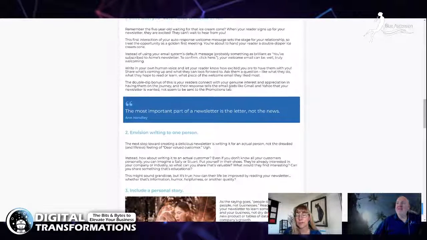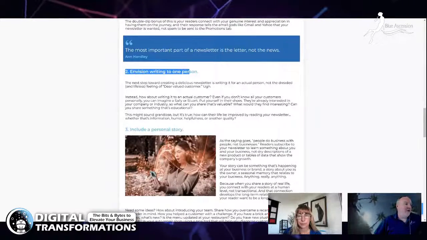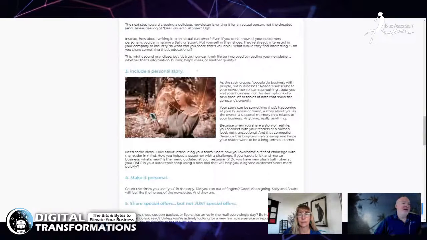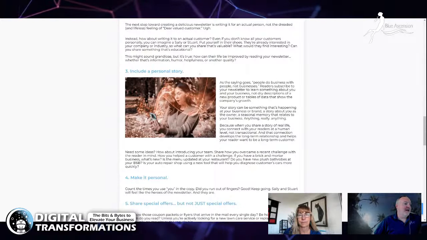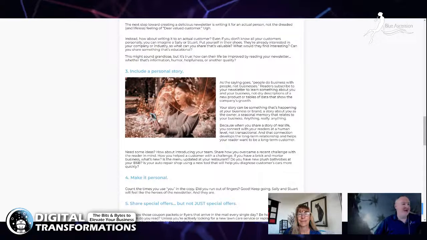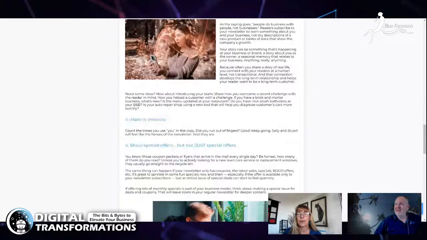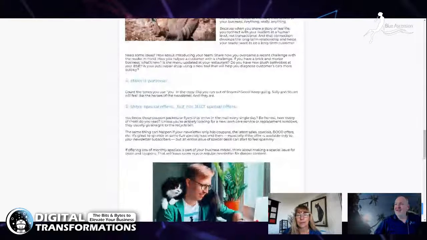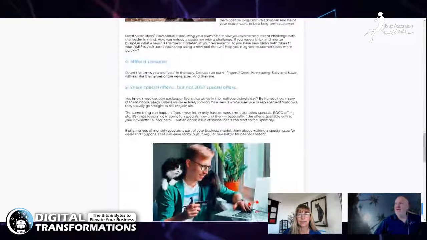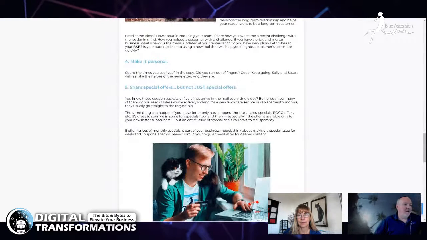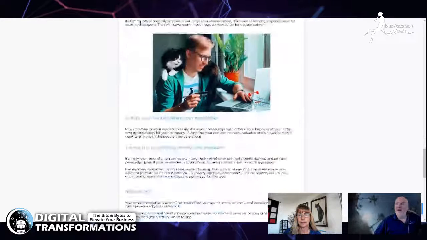Envision writing to one person: who's your target, and who you're looking at to talk to. The story we talked about is sharing your story, and if it's a deep story, the scar, not the scab. That's a good analogy. Make it personal, right to the person that you're writing to. Authenticity, and share your offers, but not just always offers and only offers. So there's a lot there. We talked about that.